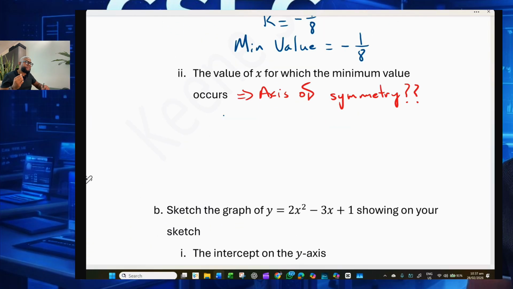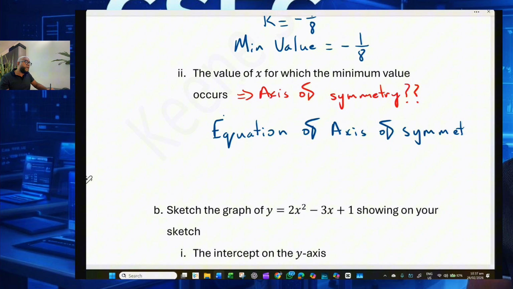Next we have the value of x for which the minimum value occurs. This is simply the equation of the axis of symmetry, right? So the equation of the axis of symmetry is the value of x.